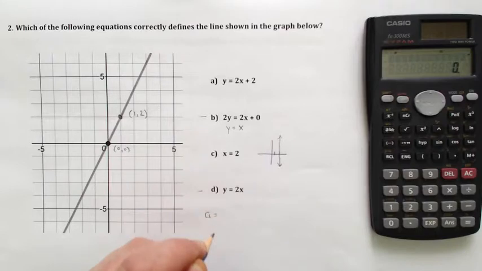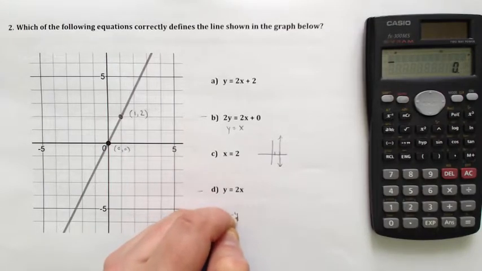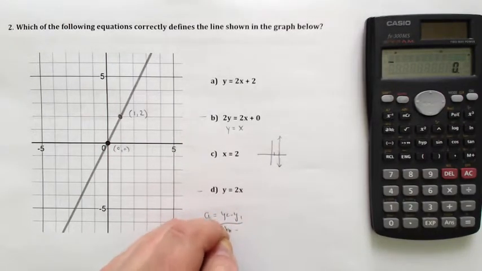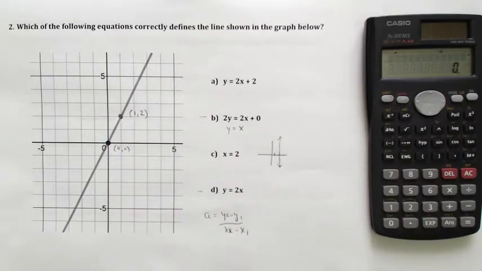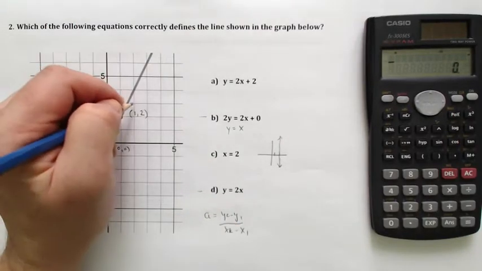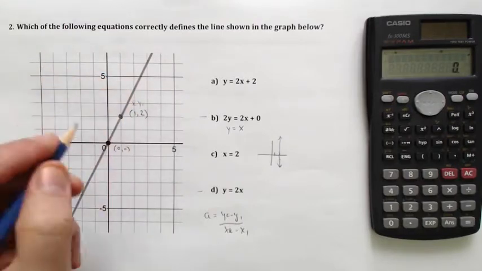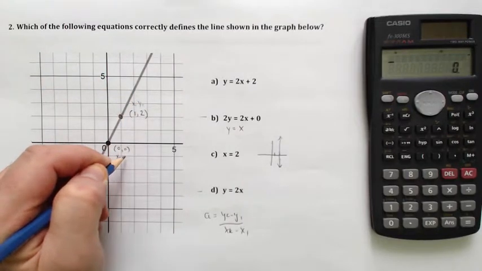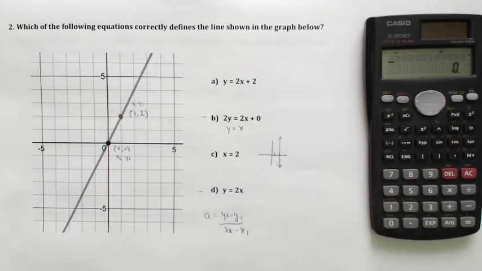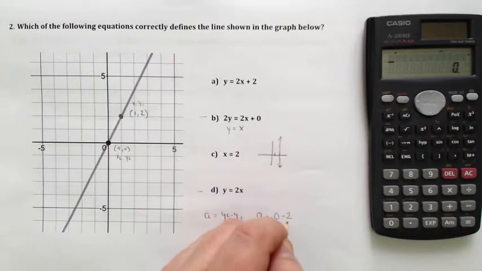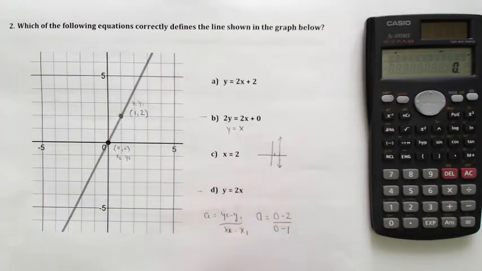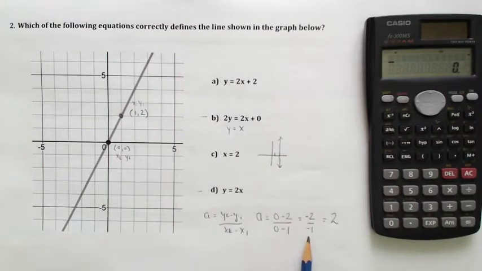So a is equal to y2 minus y1 over x2 minus x1. I'll call this x1, y1, and I'll call this x2, y2. I'm going to get a is equal to 0 minus 2 over 0 minus 1, which is equal to negative 2 over negative 1, which is equal to 2 over 1, or 2. A negative divided by a negative is a positive.